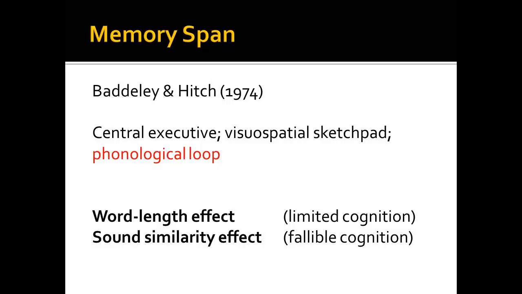But you're going to run into trouble when the words start getting longer. Even if the number of words is still the same, so like 5 short words and 5 long words, the list of long words could cause trouble because the time you need to articulate those long words with your inner voice may be longer than 2 seconds. This is the word length effect. You start forgetting long words because not as many will fit in your phonological loop. And it clearly shows that our cognition is limited.